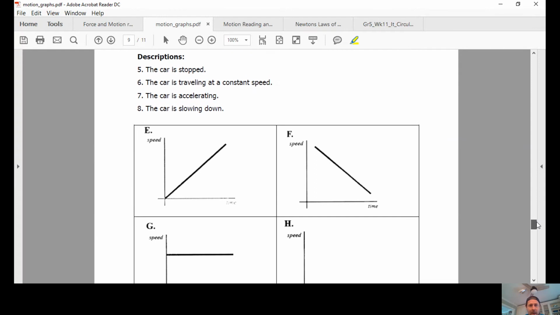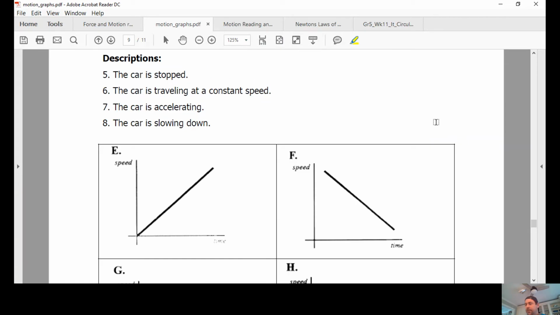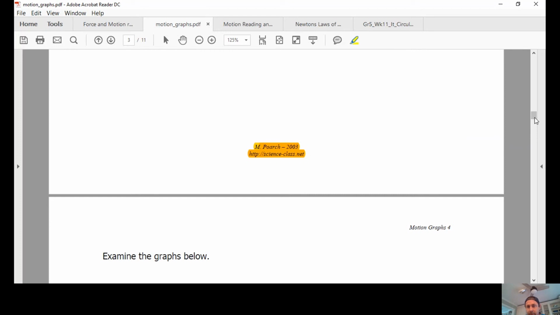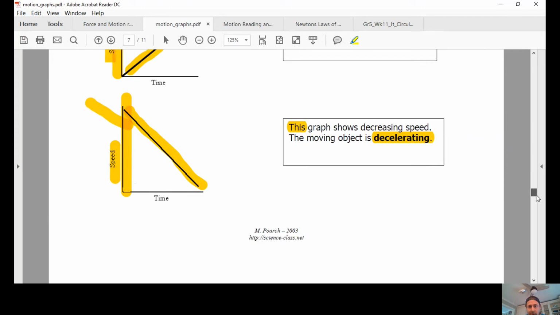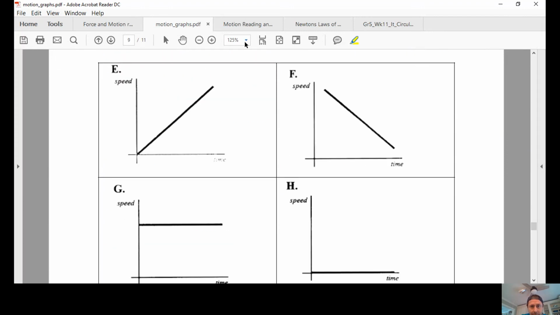If we look here, I want you guys to, let me zoom out a little bit. I'm on the wrong page. There we go. Sorry about that. I don't want to zoom in, I want to zoom out.